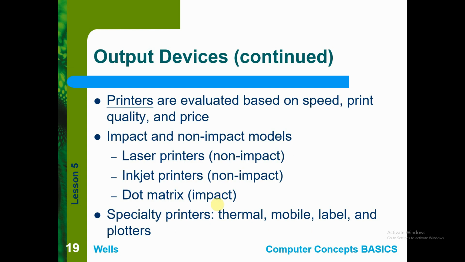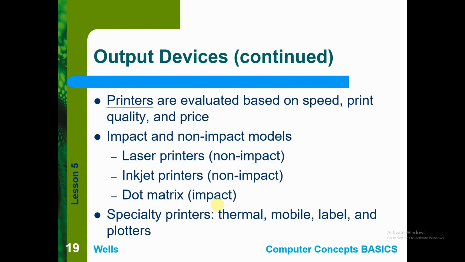So printers are evaluated based on speed, print quality, and price. And they have an impact model. Some of the laser printers and inkjet printers are non-impact. And the dot matrix are your examples of the impact.